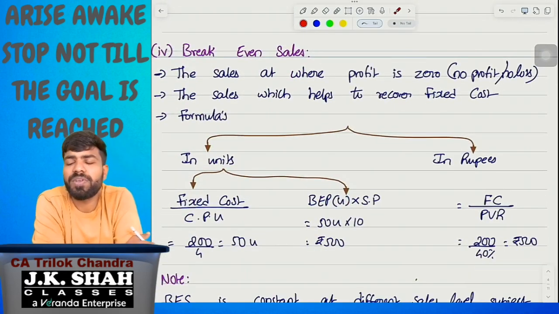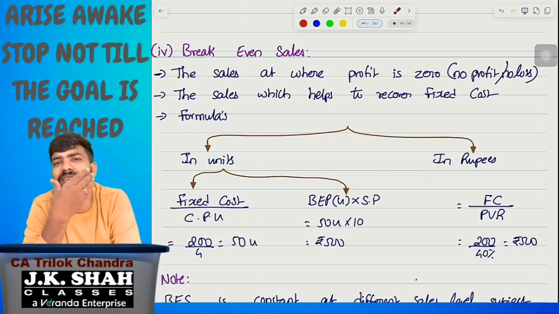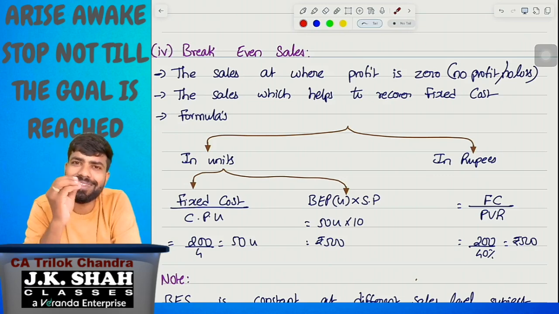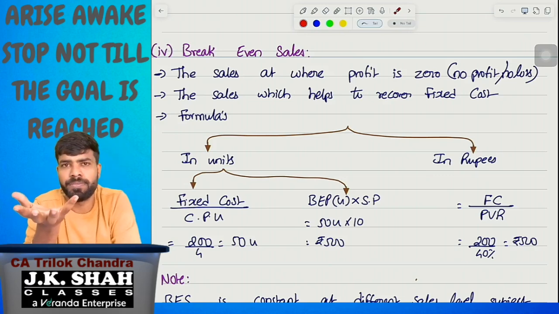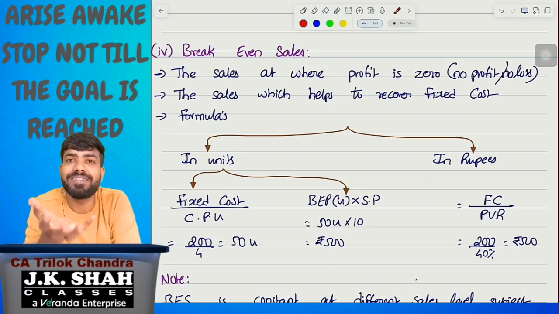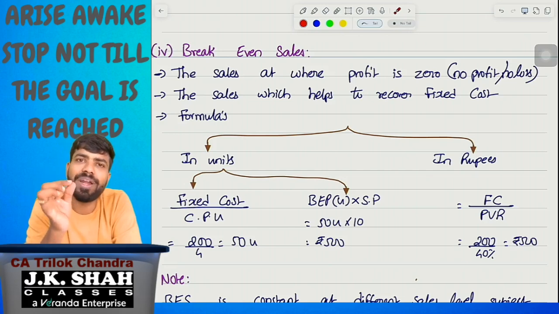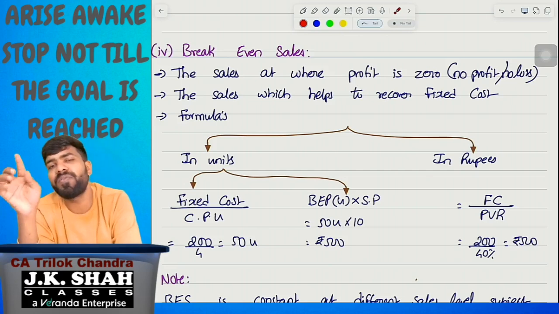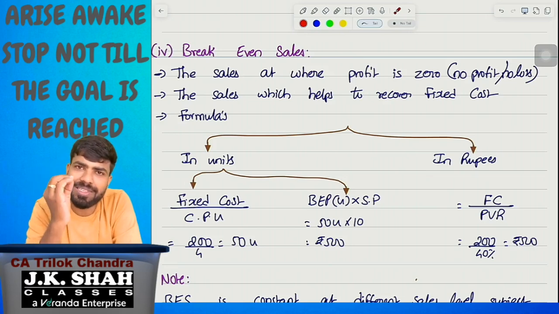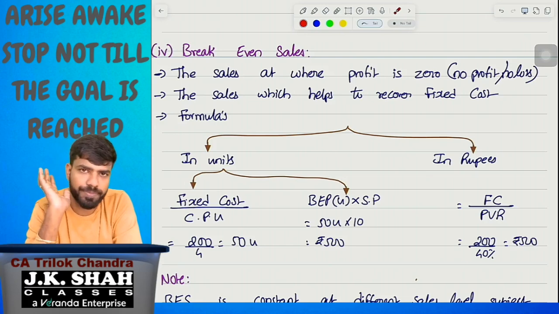Next, let us start with break-even sales. Many people, whenever I ask the question in the classroom, what is the break-even point, used to say no profit, no loss. But they don't know what the break-even point is. Please understand, the break-even point is one of the sales. What is the importance of that sales? At that sales, profit is 0. Break-even point is nothing but the sales which makes the profit 0. Are you understanding? So, break-even point means the sales which makes the profit 0.